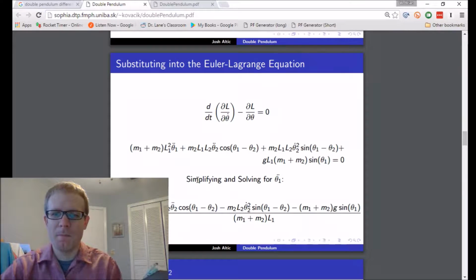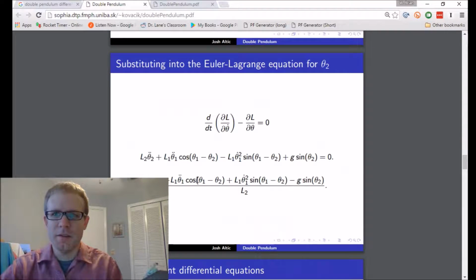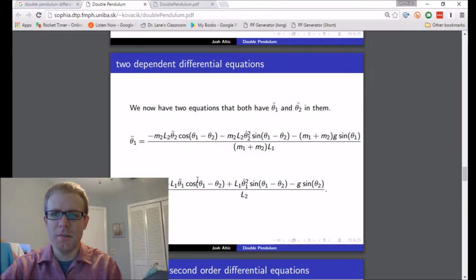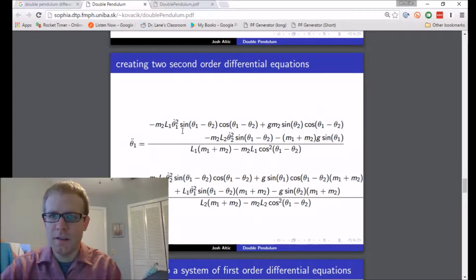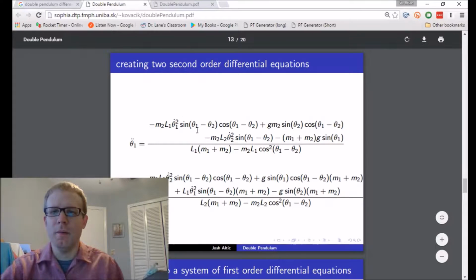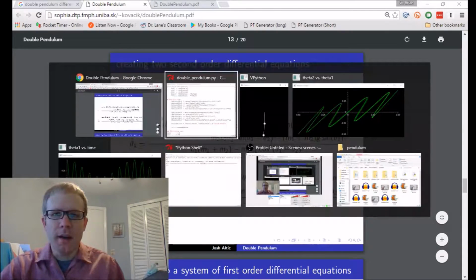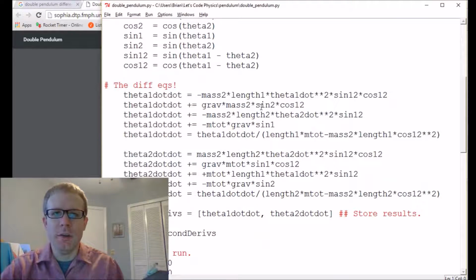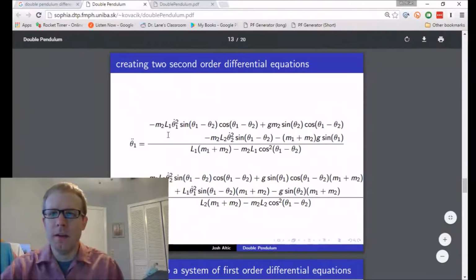Alright, partials, substituting, 2 dependent. There we go. Okay, so I've got a negative M2 L1, because this is all supposed to be over this, right? Yeah, it has to be because this needs an L to cancel it out. Because this has to have units of 1 over time squared. So we've got a negative mass 2 length 1 theta dot 1 squared sine theta 1 minus theta 2.